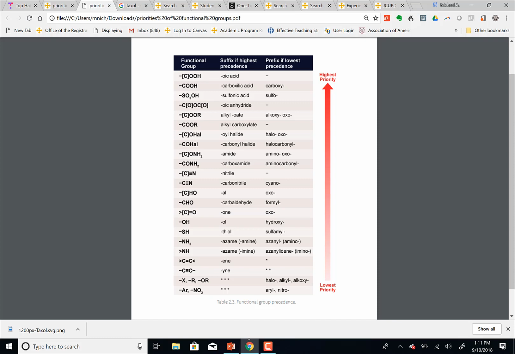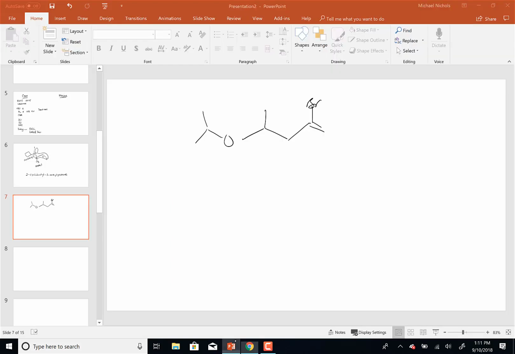But if I'm looking at the different functional groups that are present in this molecule, what do I have? What functional groups are present in that molecule? And here's the thing, you need to know the functional groups before you can use this chart, because if you don't know what the functional groups are, you can't look them up on the chart. So we'll come back to that. But what functional groups are in this molecule?